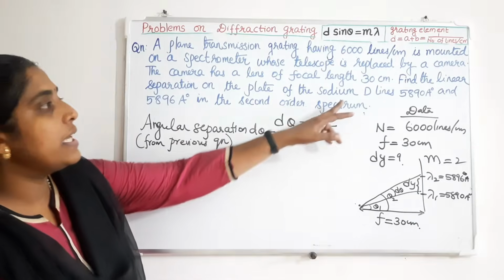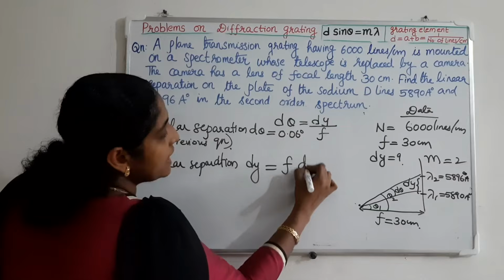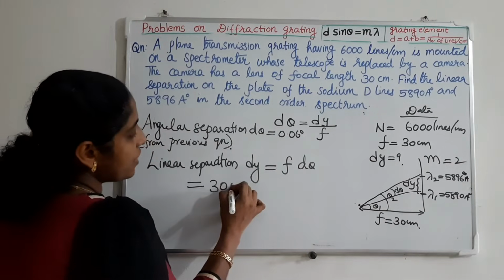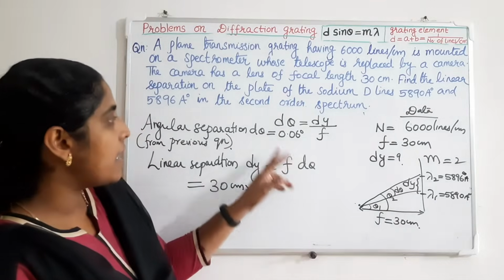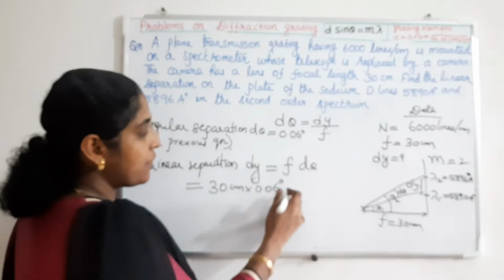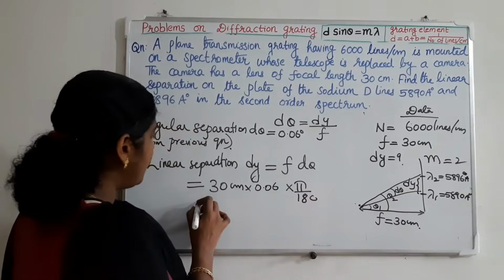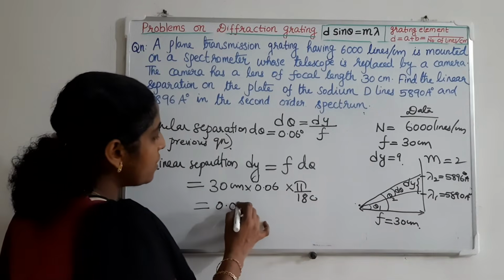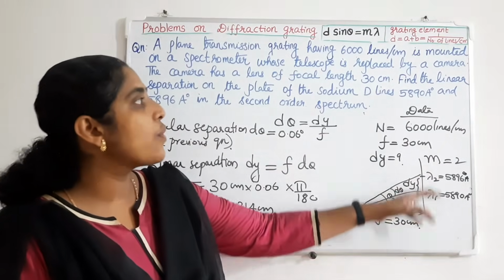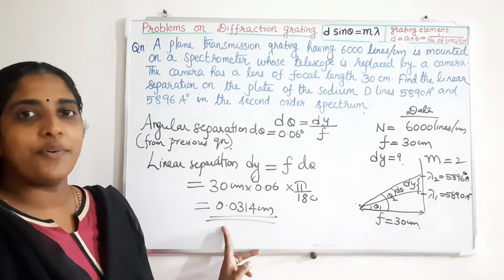So the linear separation dy is equal to f into d theta. What is the focal length here? 30 centimeter, into d theta. What is d theta? 0.06 degree. We have to convert this degree into radian, so we multiply it with pi by 180. So we will get the answer as 0.0314 centimeter. So the linear separation between the two sodium D lines 5890 and 5896 Armstrong is 0.0314 centimeter.